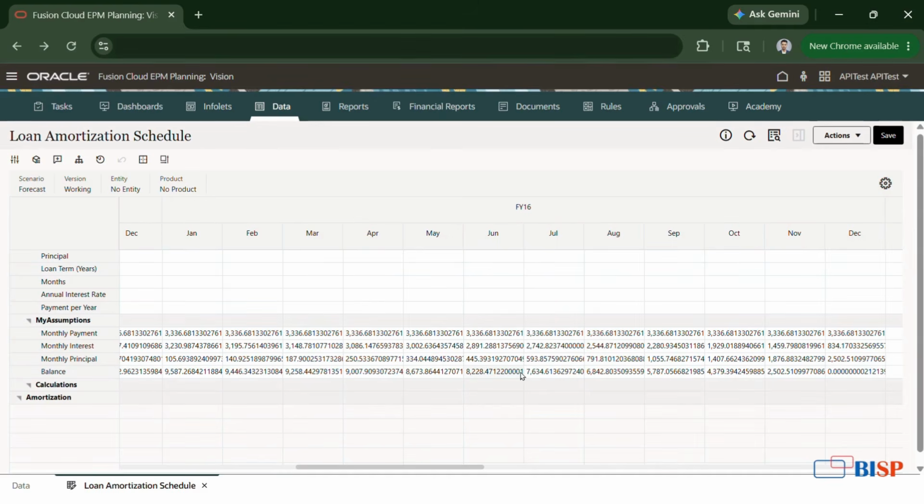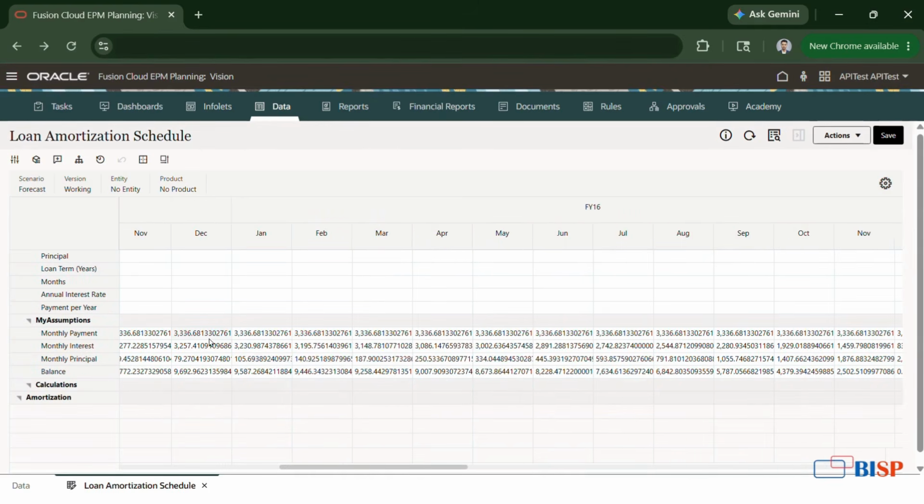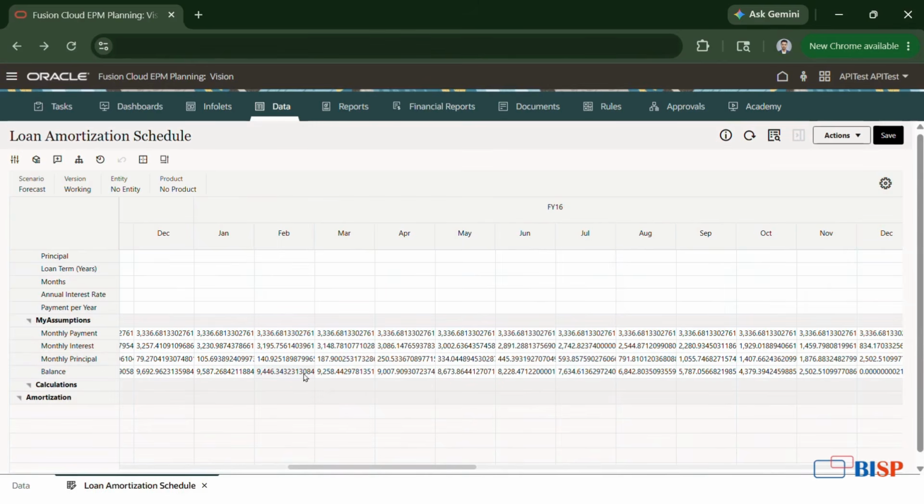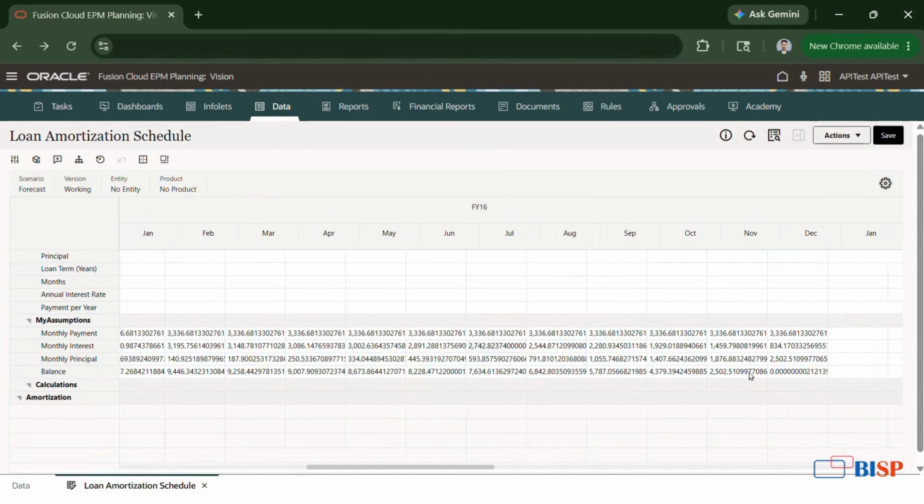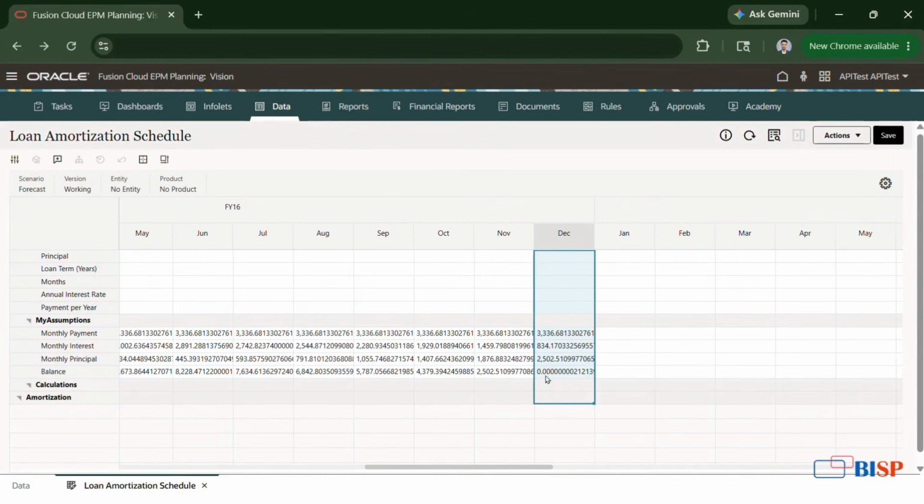One important validation is the fiscal year transition. The Groovy rule automatically carries forward the ending balance from the previous fiscal year and continues the amortization schedule into the next planning year. This ensures that long-term loans can span multiple fiscal years without requiring any manual intervention. Finally, let's review the last repayment period. After the final payment is applied, the remaining balance reaches zero. This confirms that the loan has been fully amortized and that the Oracle planning calculation matches the expected financial result.